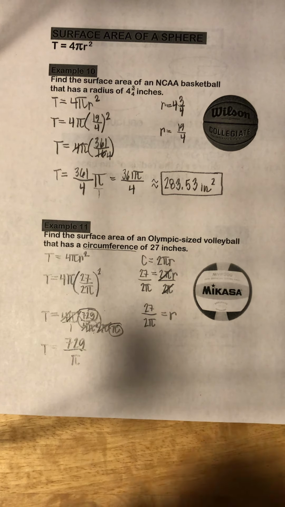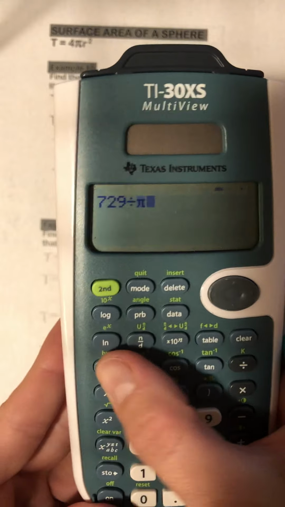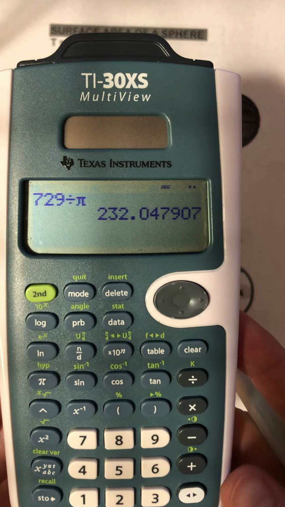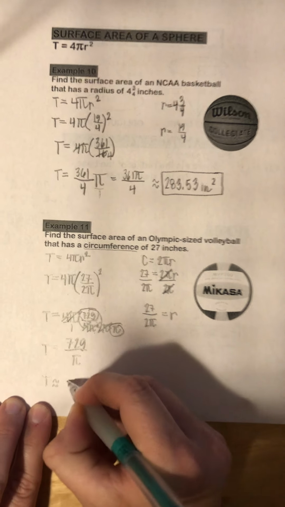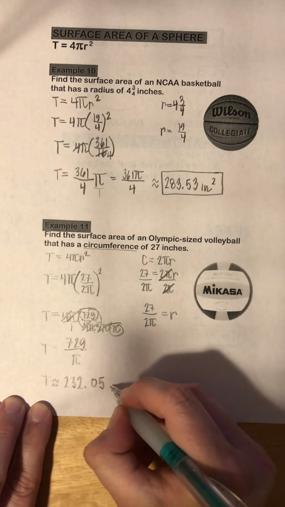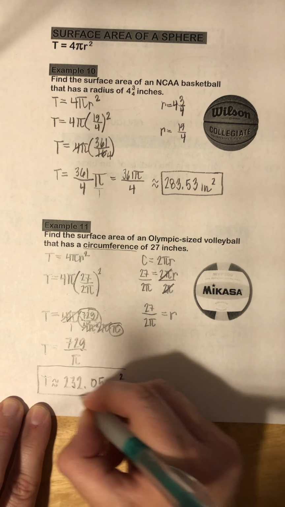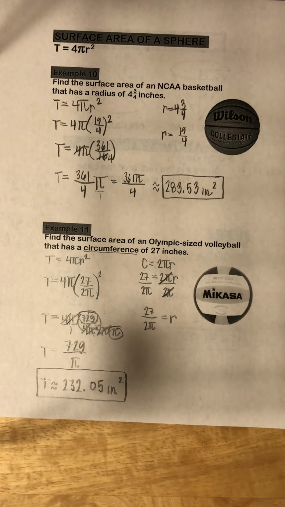Now, let's see what that would equal. So we're going to do 729 divided by pi, and we're going to get 232.05. 232.05, need some units, inches squared. All right, so we have completely finished surface area.